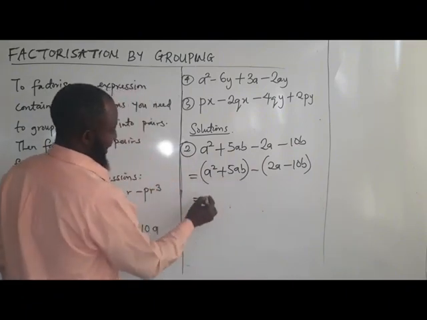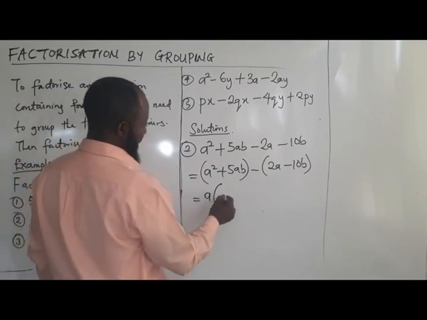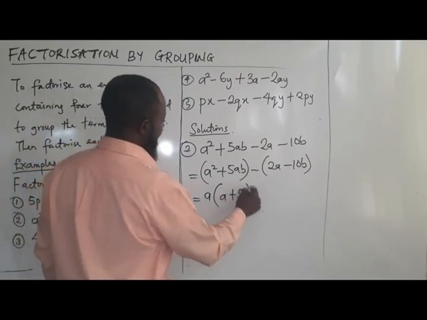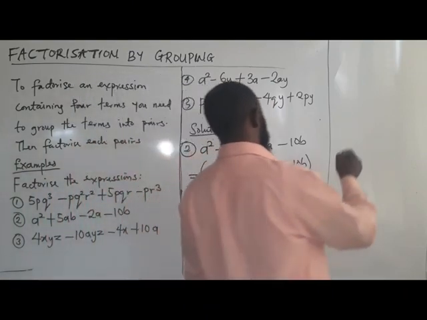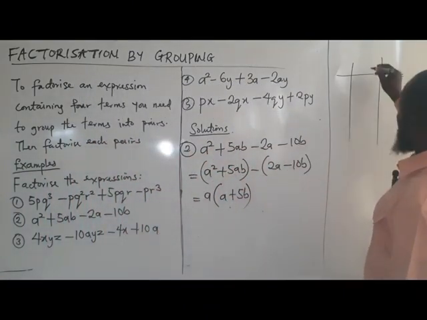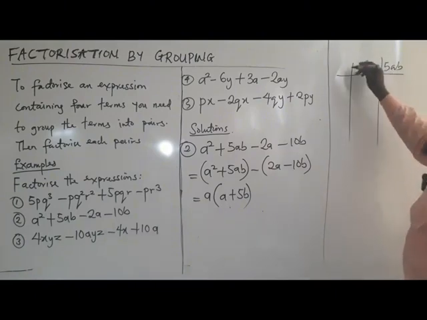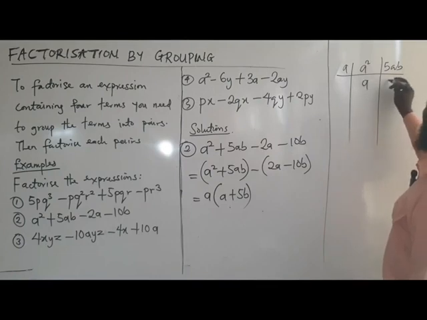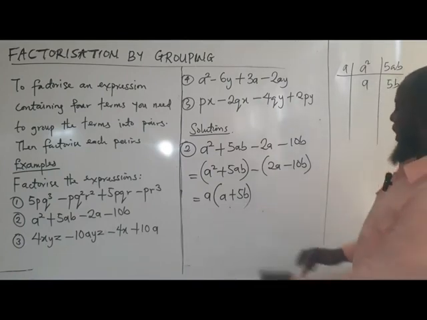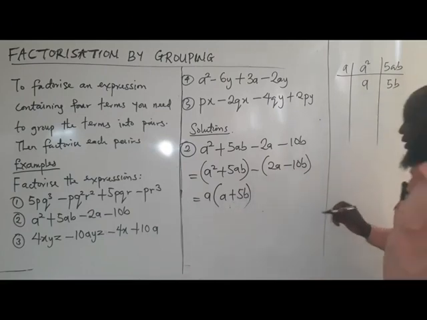What is common here is a. Then a plus 5b. Let me do it here, so let's show the workings so that we will not miss anything. So we have a squared, then 5ab. What is common is a. So we have a left, then 5b. That's why we have a outside, a plus 5b. I hope this is very clear.